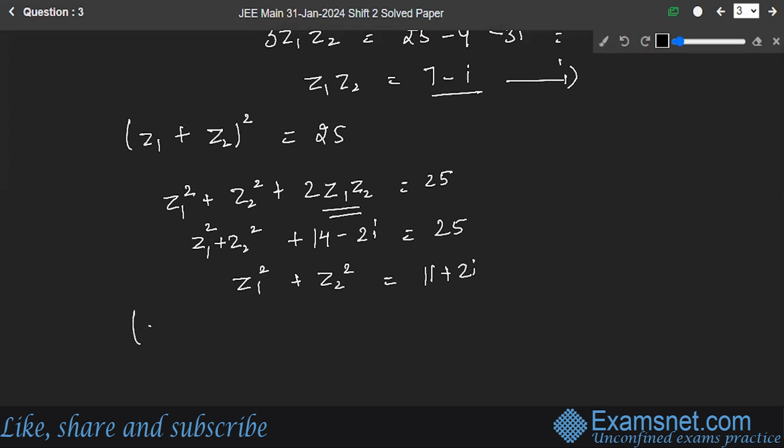All right. So let's do the square of it. Z1 square plus Z2 square whole square becomes equal to 11 plus 2 iota whole square.